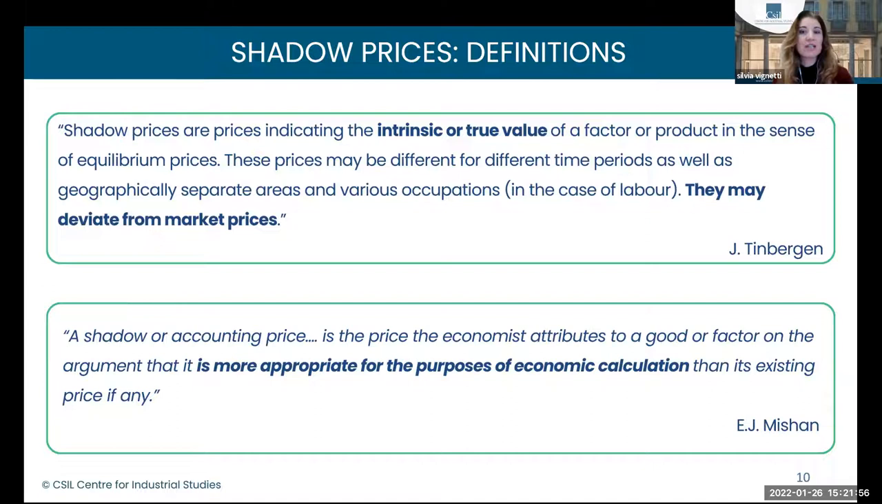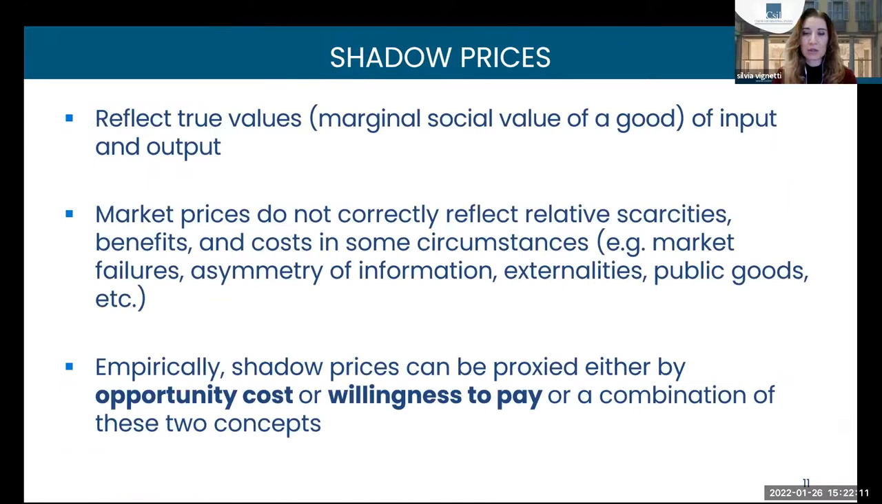So shadow pricing is precisely about the effort of getting the right prices. Right in terms of what? Prices that really reflect the social value of goods and services. So in economic terms, when market prices do not correctly reflect scarcities, this is what we call market failure. So, the asymmetry of information, externalities, public goods. There are a number of reasons in the economic literature why market prices are not good signals.